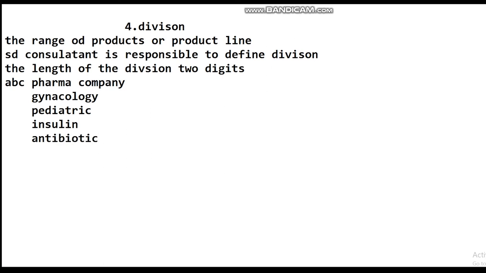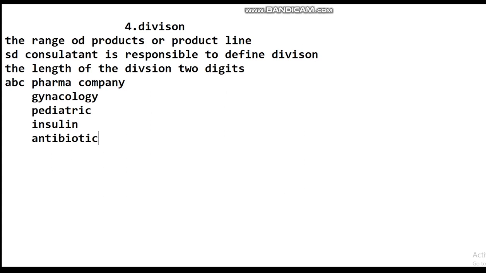So this is their product line. This is their range of products. That is nothing but division. So what is the meaning of division? What products you are making is nothing but a division. The range of products or product line is a division. And the SD consultant is responsible to define the division. The length of the division is 2 digits.